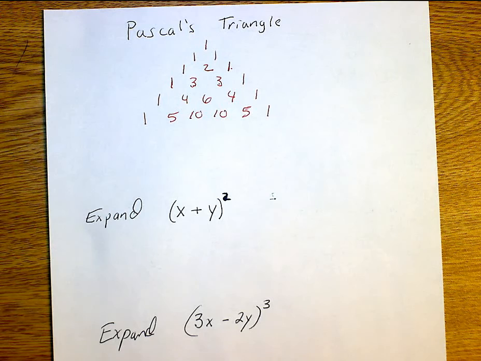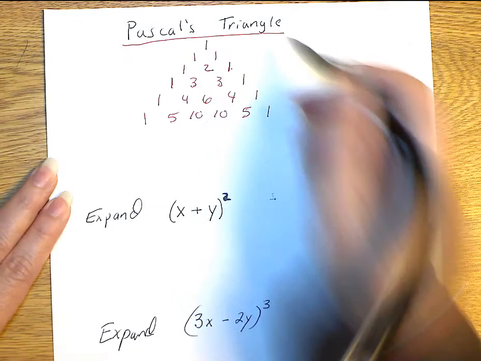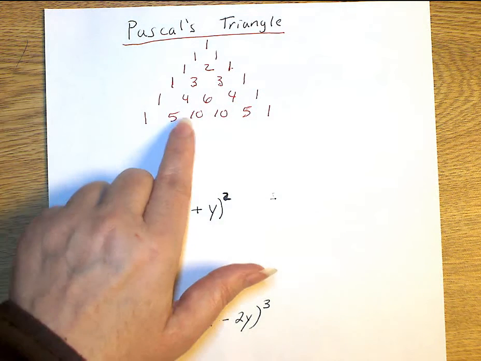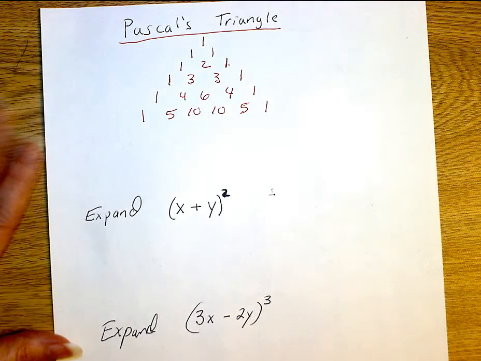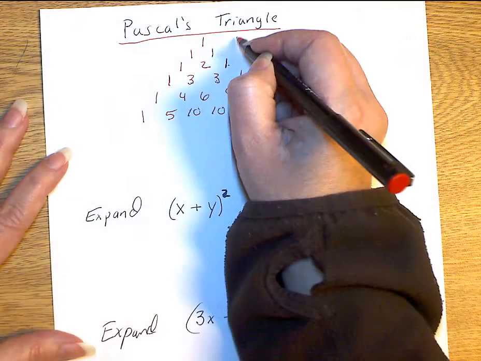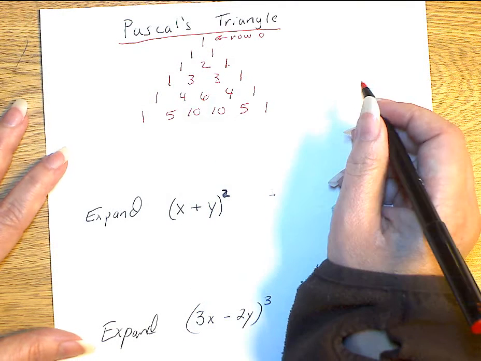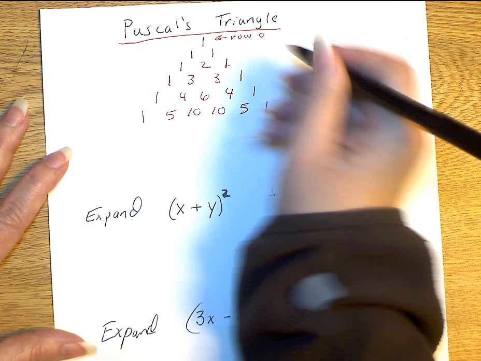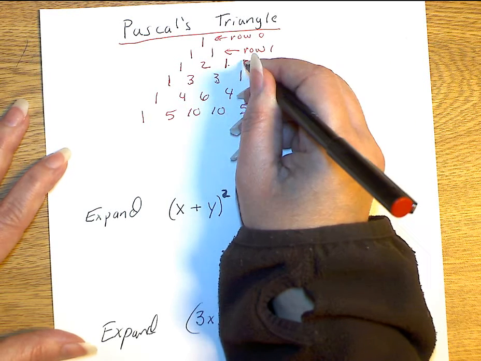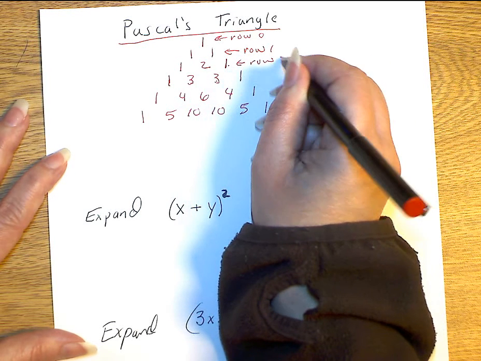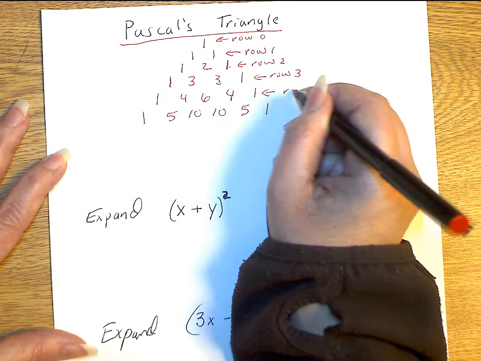So the one thing is, Pascal figured out that these end up being the coefficients when you expand. And all you have to do is remember that it starts with row 0, because row 0 only has 1, so that would be to the 0 power. And then this one will be row 1. This is row 2, row 3, and I'll do one more, row 4, and so forth down.